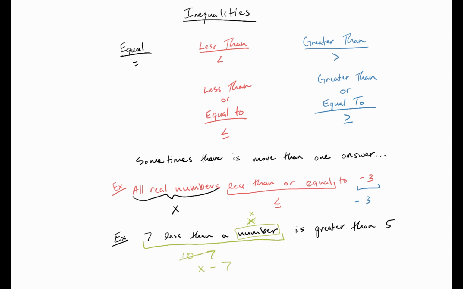But we don't know that it's 10. So now we'll replace it. x minus 7 is greater than, throw in that greater than symbol, 5. And this is where it can be a little difficult to interpret at times because they're very similar. So plugging in a number is a nice little strategy to help us out with that.